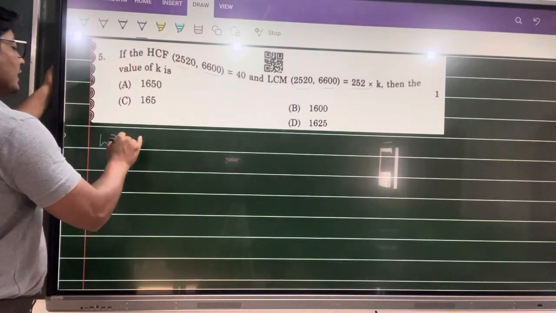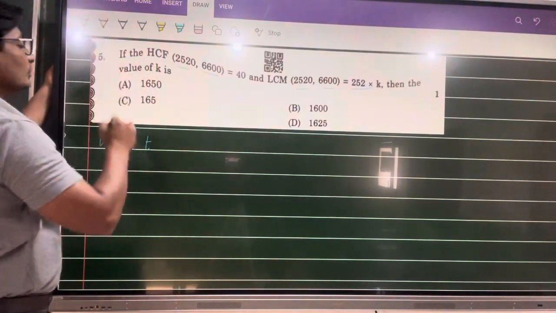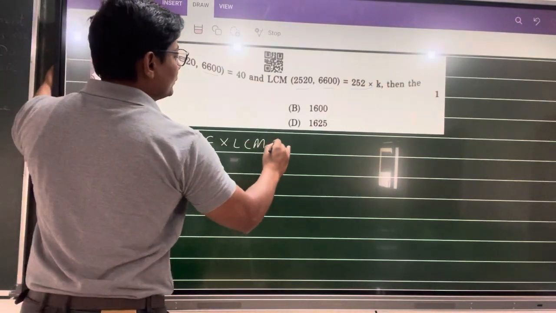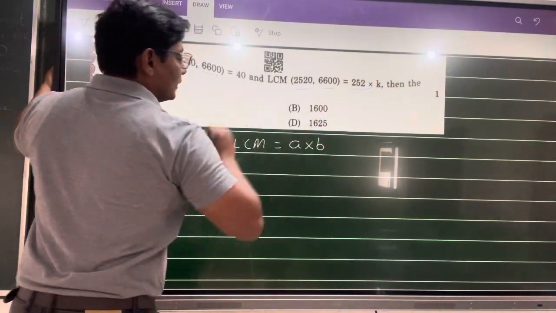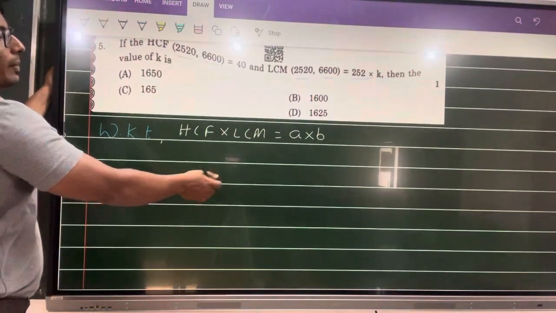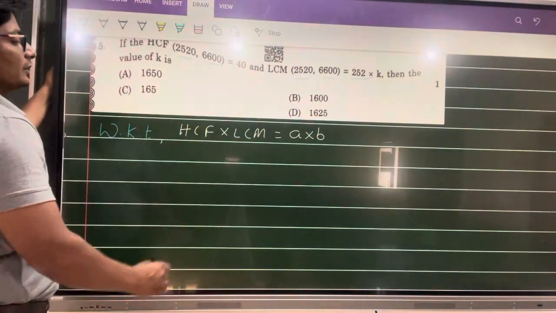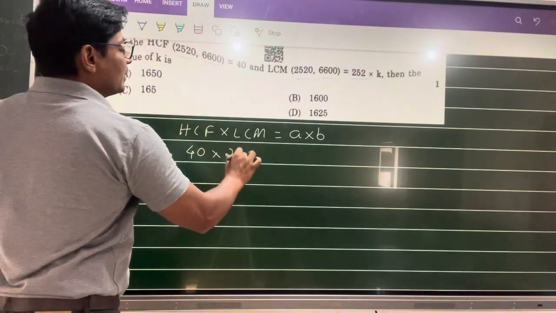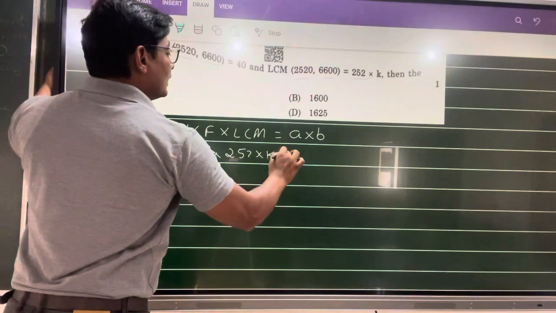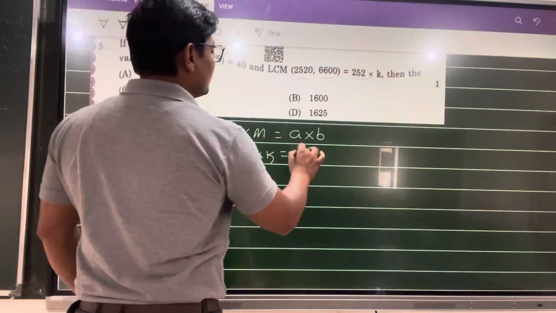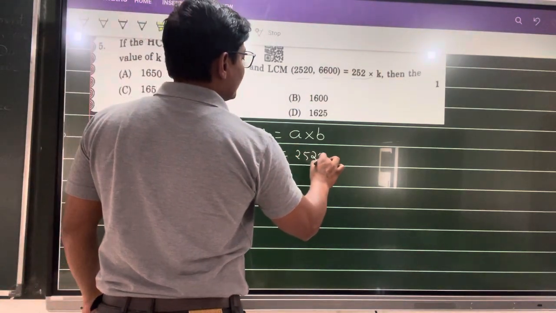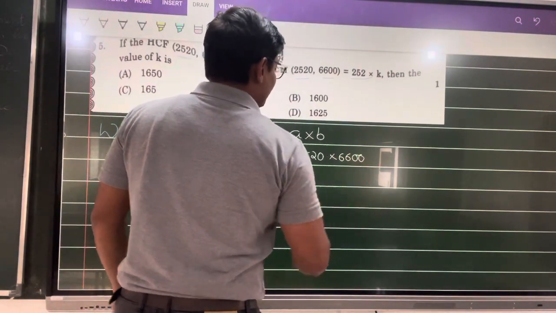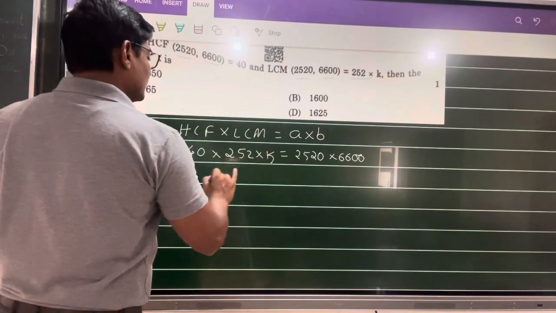So here we know that HCF into LCM of any two numbers is equal to the product of the two numbers. Here they have given the values of HCF and LCM: 252 into K, and A into B. A is the first number, which is 2520, and B is the second number, which is 6600. So simplifying this, we will be able to get the value of K.